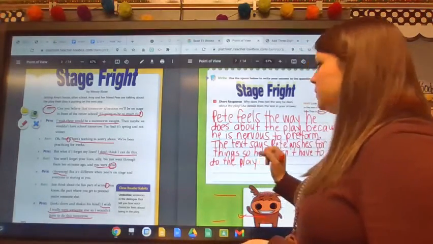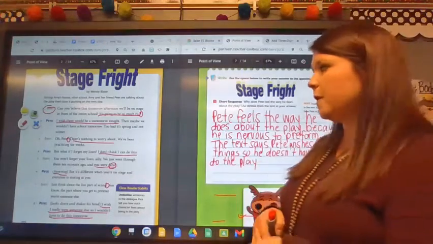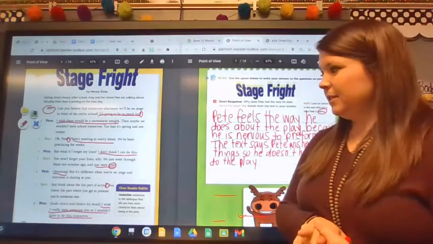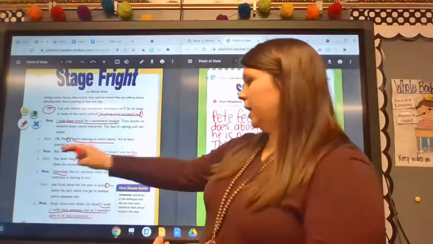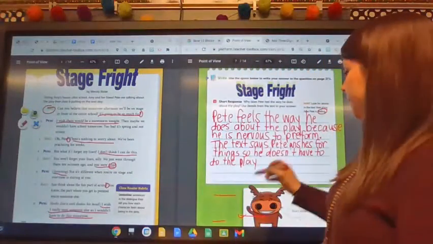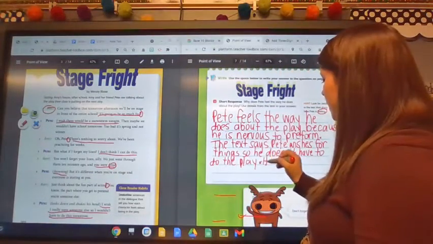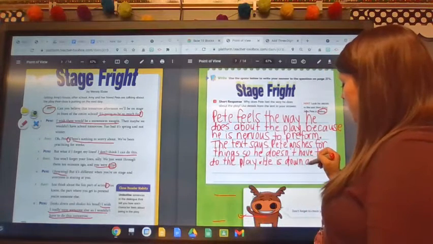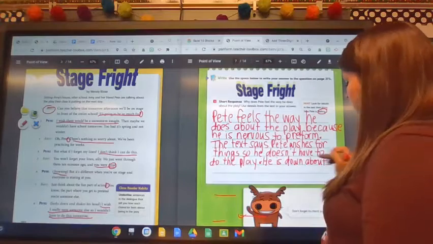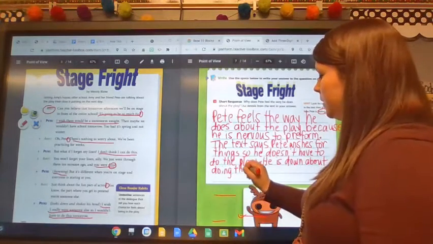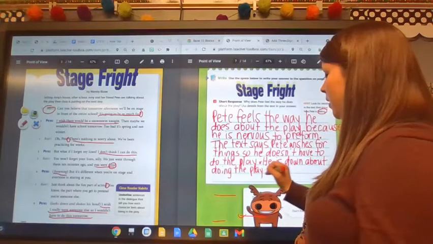Okay, what else does Pete do to let us know that he feels nervous about performing? Yeah, he's frowning. He even says, I wouldn't have to do this tomorrow, right? So he is down about doing the play and frowning while talking about it.